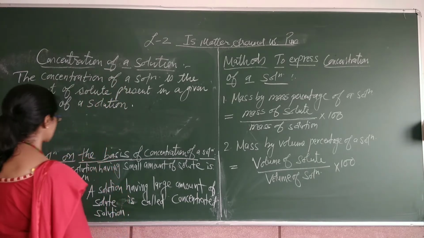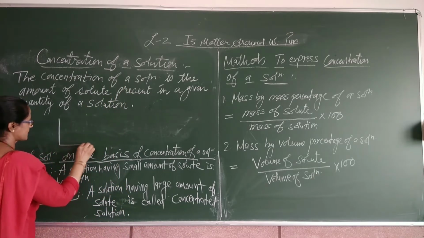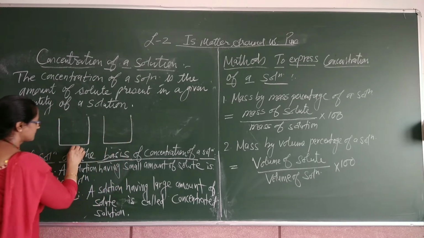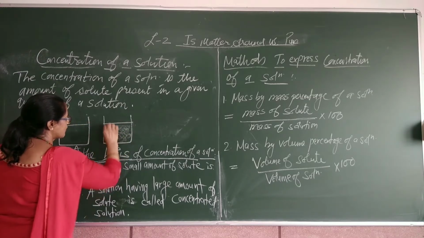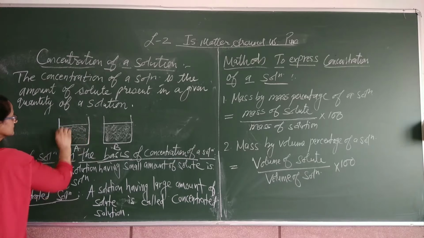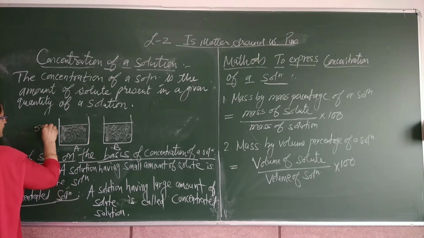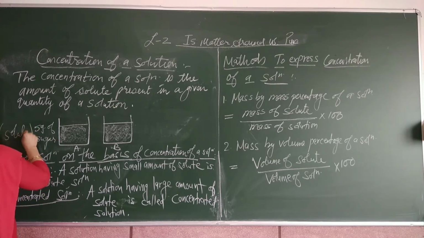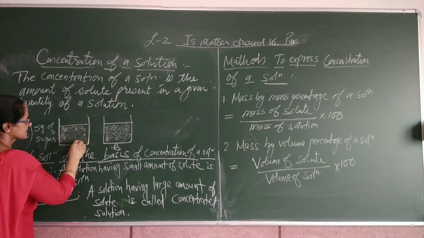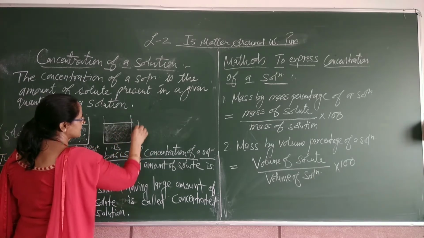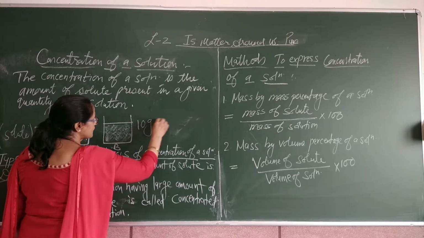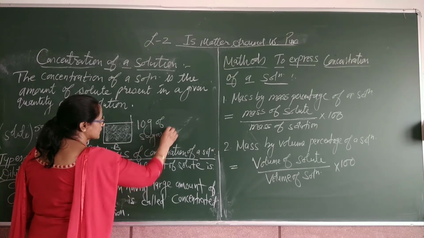Let me discuss with the help of an activity. For it, we have taken here the two beakers, A and B, with some amount of water in it. Now, in the first beaker, I have taken 5 gram of sugar as a solute. So you can see here in the form of particles, and the sugar solution is there. Similarly, in the second beaker, I have added 10 gram of sugar as a solute.